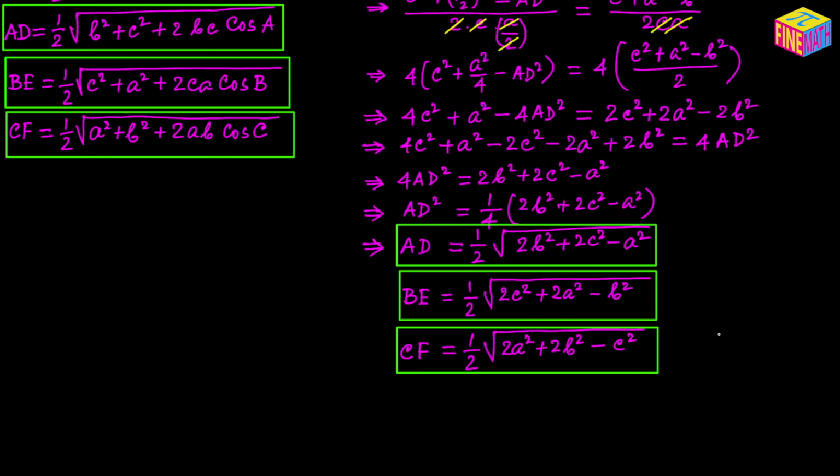So this is how we can find the length of each of the medians. If you are given the side lengths of a triangle, then we can use the formulas on the right hand side, because those formulas simply use the side lengths. And if you are given two sides and the enclosed angle from the original triangle, like if you are given the side lengths b and c and the angle A, or the side lengths c and a and the angle B, or the side lengths a and b and the angle C, then you can use the left hand side formulas to find the length of each of the medians.